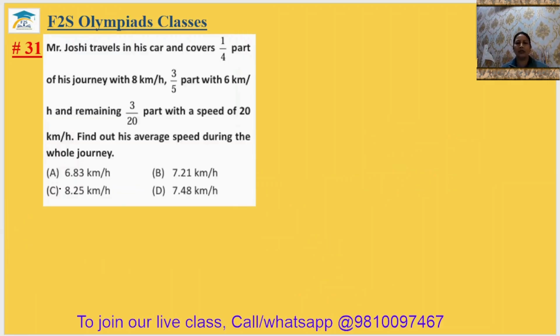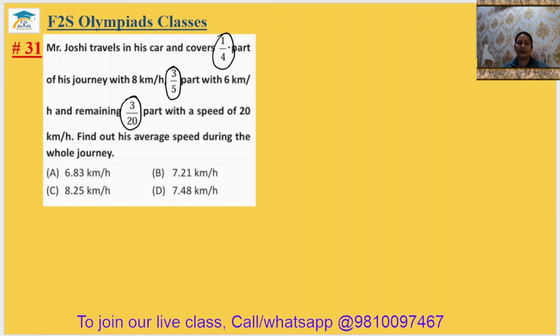Question number 31. Mr. Joshi travels in his car and covers 1/4 part of his journey at 8 km per hour, 3/5 part at 6 km per hour, and the remaining 3/20 part at a speed of 20 km per hour. Find out his average speed during the whole journey. Okay. So here we can see 1/4 part plus 3/5 part plus 3/20 part is making one whole.